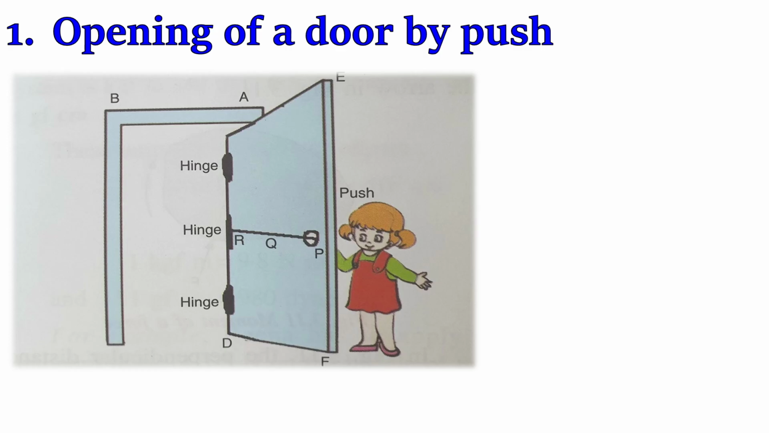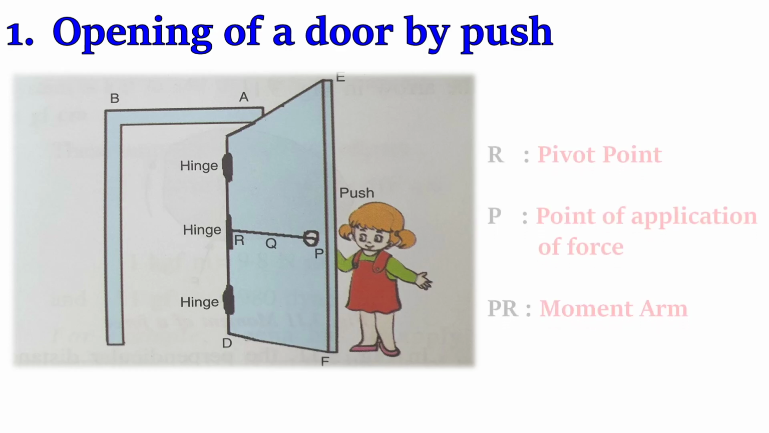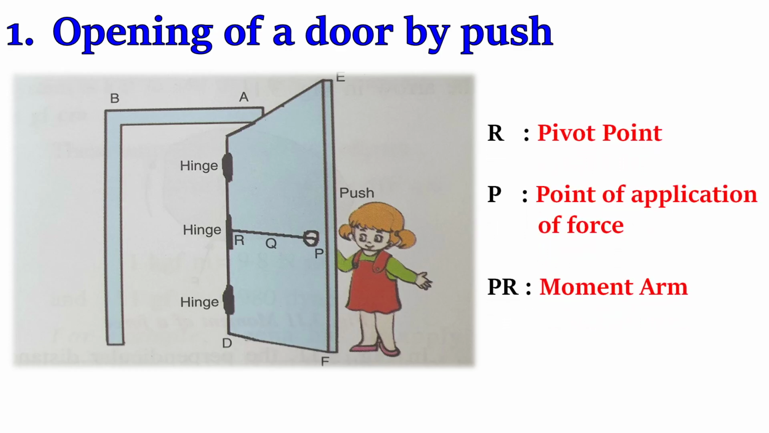So you can see point R. Point R is the pivoted point. That means the hinge over here, this shows the door is fixed at this point. Now the girl is holding at point P. That means she is applying force at point P to push the door. That means the moment arm becomes PR.